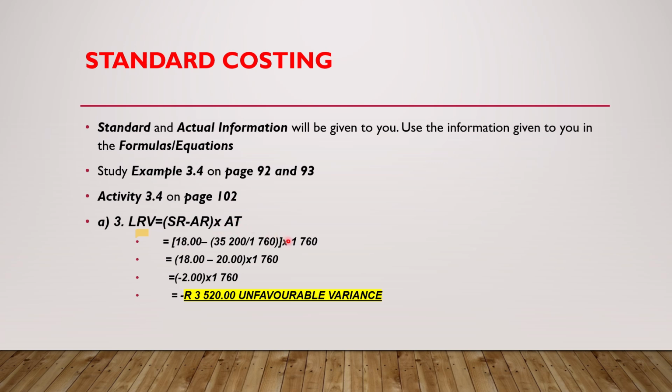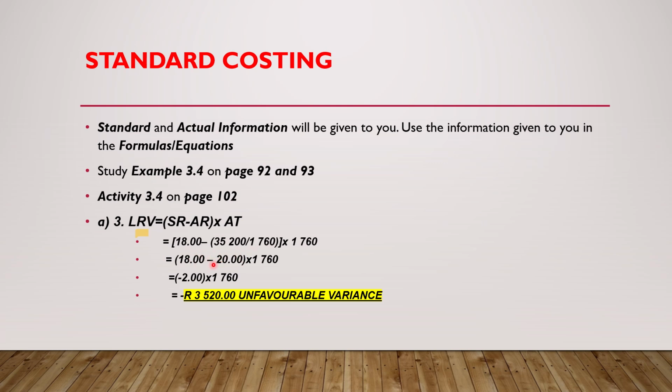How much actual time was worked? Go to actual information, actual results. Look for labor. How many hours did they work? 1,760 labor hours were used or worked. So the hours worked were 1,760. So you do the calculations, 18 rand minus this divided by this, it's 20 rand, times 1,760.